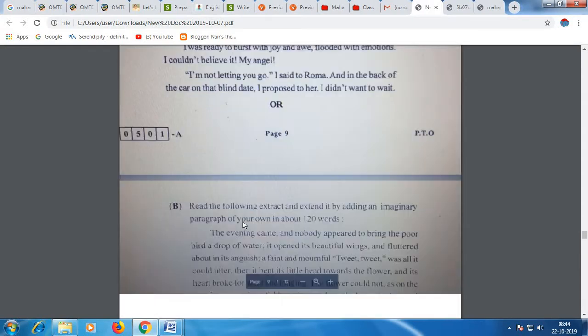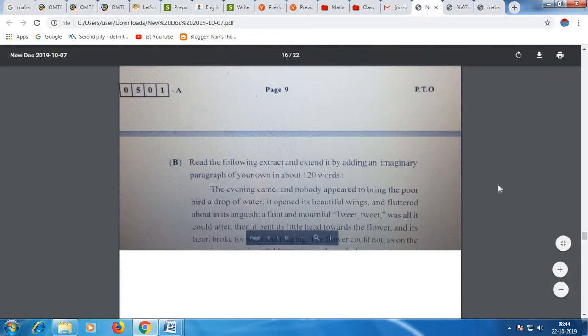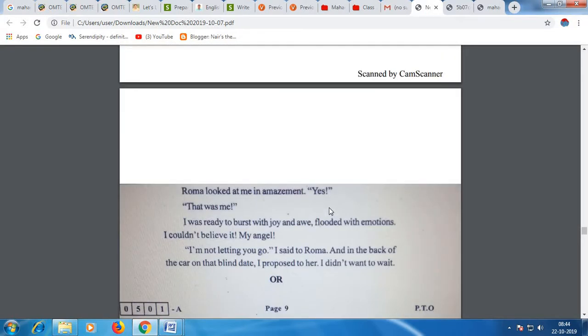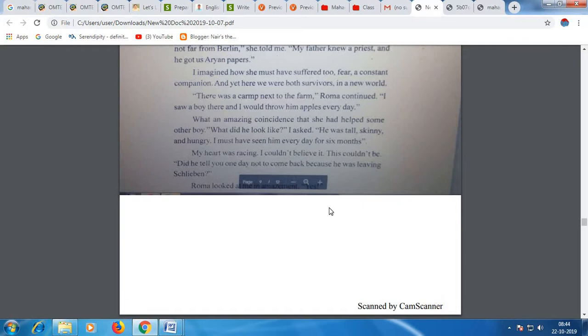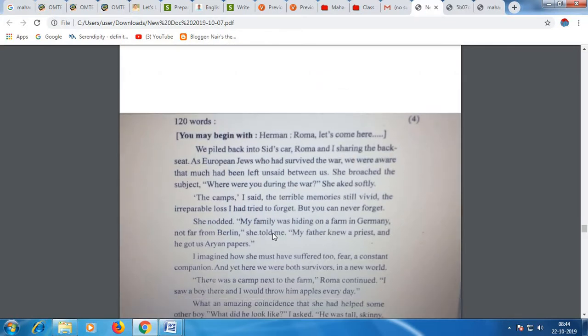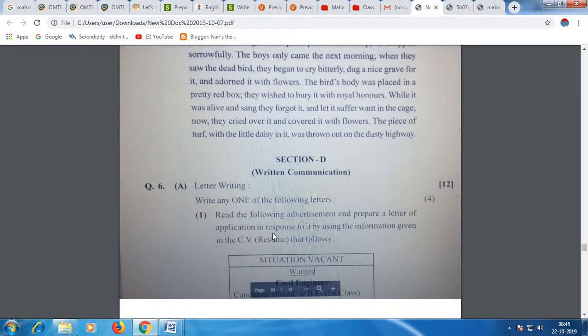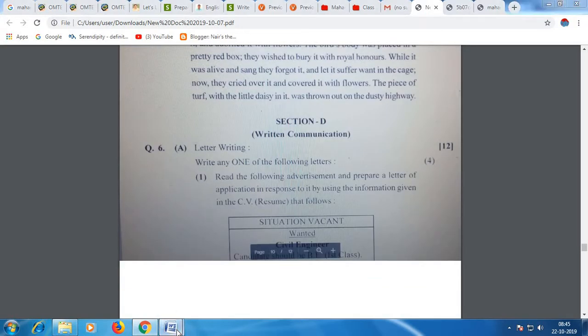Or what you have to do is extend it by adding an imaginary paragraph of your own in 120 words. So a passage is given, you have to extend it. You have to add an imaginary paragraph to this, and that should be around 120 words. So it means there is an option. One, you have to convert a given passage into dialogue form. The beginning is given. The other is you can extend the given paragraph in about 120 words. So that can easily be done. Next is written communication. So let's see.